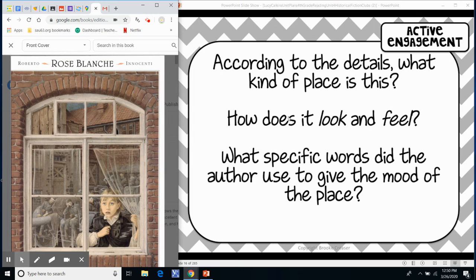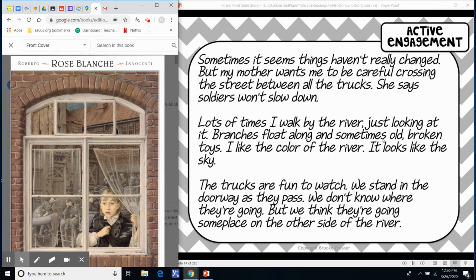So according to the details, what kind of place is this? How does it look and feel? What specific words did the author use to give the mood of the place? Well, let's think about it. Let's go back to it.